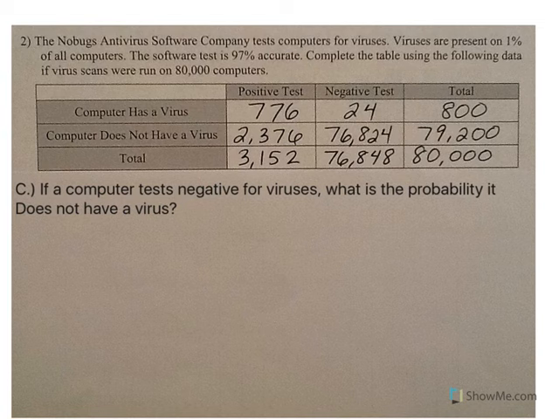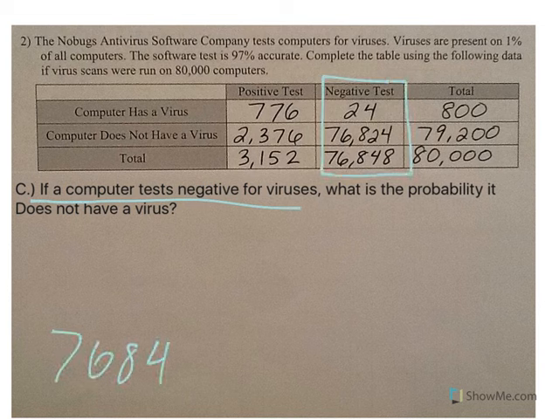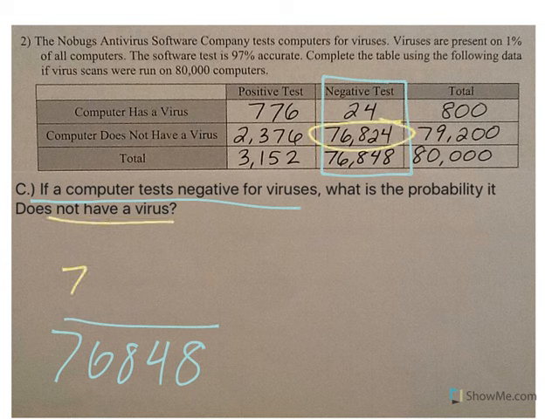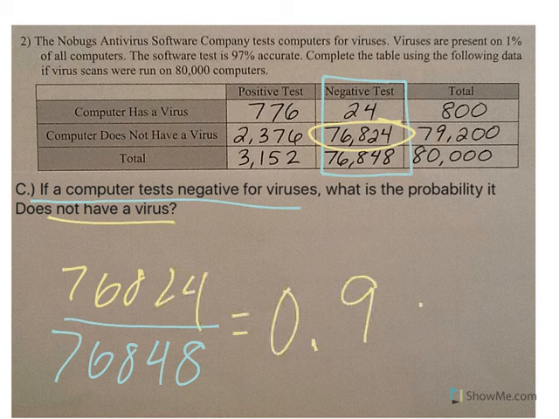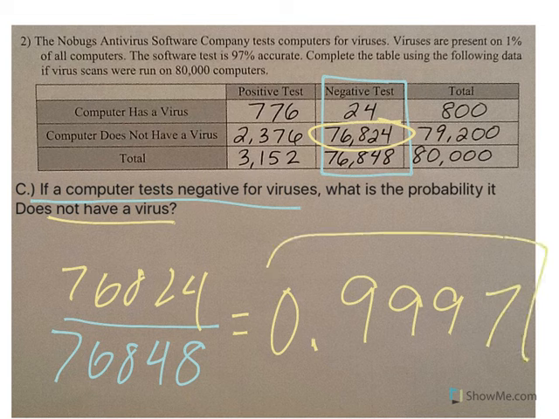Letter C. If a computer tests negative, so now we're only looking here, so my denominator is going to be the total of 76,848. What's the probability it does not have a virus? Well, here's the number, 76,824. And that gives me 0.9997. So 99.97% chance that if your computer says it doesn't have a virus, then it really doesn't.